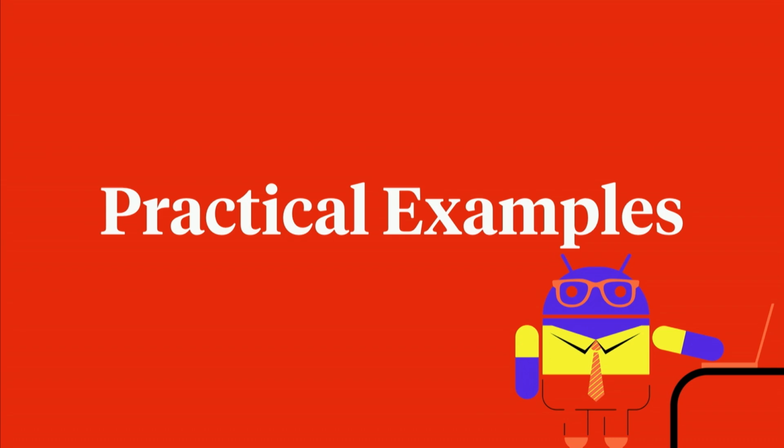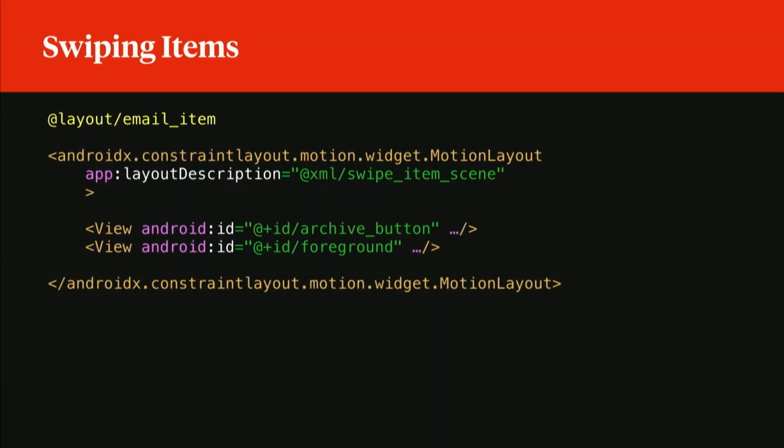Now we're going to get into the fun stuff, practical examples. First up is swiping items. Who here has ever tried to implement swiping in a RecyclerView where you swipe an item to the side and it doesn't always work the way you expect? Cool, this is going to be fun because it's easy.